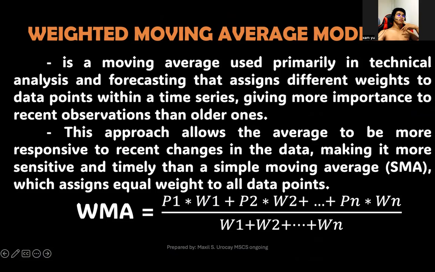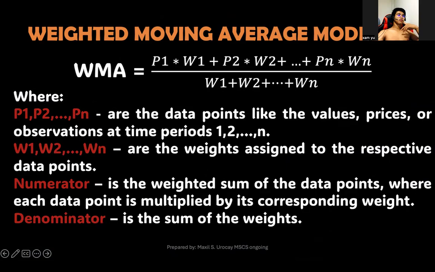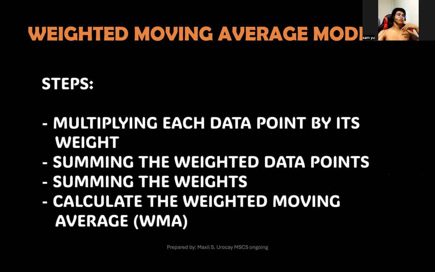Now, as I have stated, P are the data points, like the values, the prices, the observations at time periods from 1 up until n. Then the weights are assigned to the respective data points, that is the W. The numerator is the weighted sum of the data points, where each data point you have to multiply by the corresponding weight. And the denominator is the sum of the weights that you have. These are the steps that you have to follow: multiplying each data point by its weight, summing the weighted data points, summing the weights, and calculating the weighted moving average.